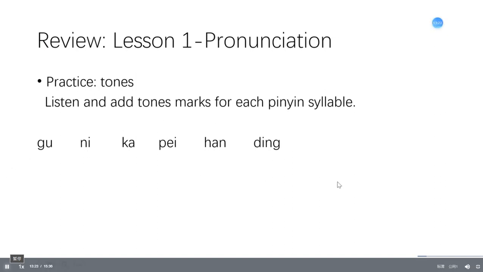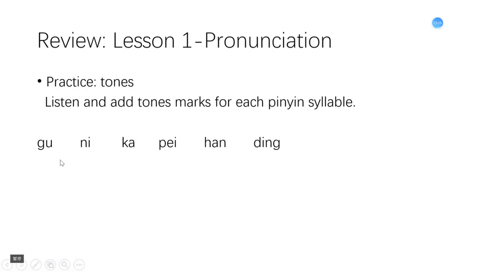Let's make another group. Okay, listen carefully and then add the tones for each pinyin syllable. Let's begin. Wu, wu, ni, ni, ka, ka, pei, pei, han, han, ding, ding. Okay, so maybe for this group you got better answers, right? So gradually you will get used to different tones.